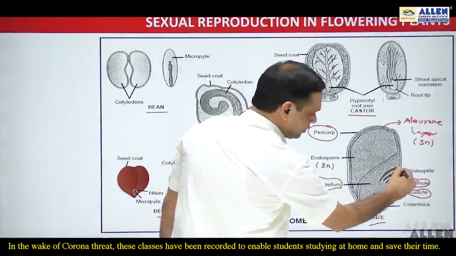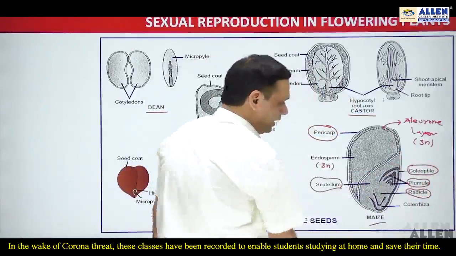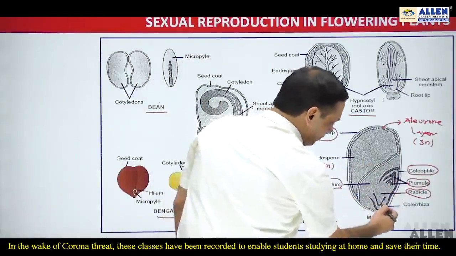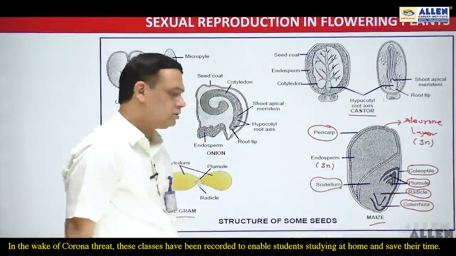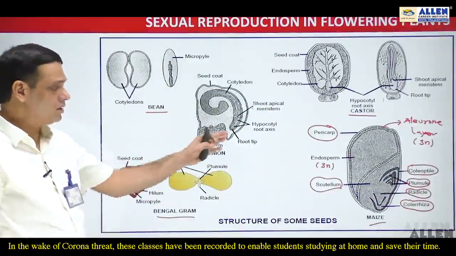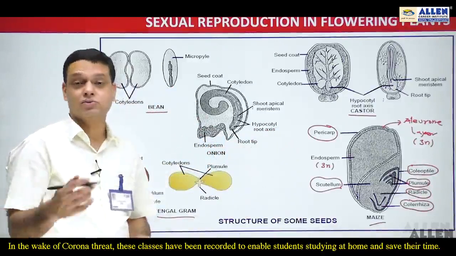That plumule part is being protected by an undifferentiated protective layer that is known as coleoptile, and that radicle part is being protected by a covering that is known as coleorhiza. So the diagram of maize among all these is very, very important for board exams as well as for competitive exams.